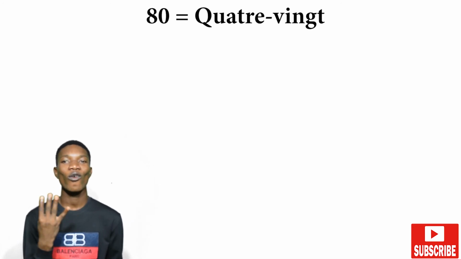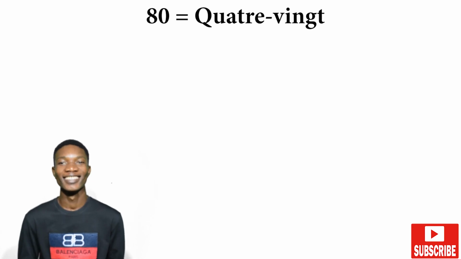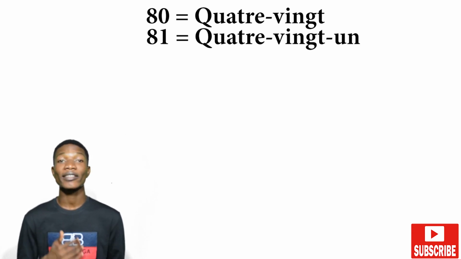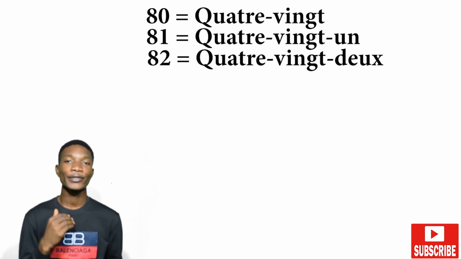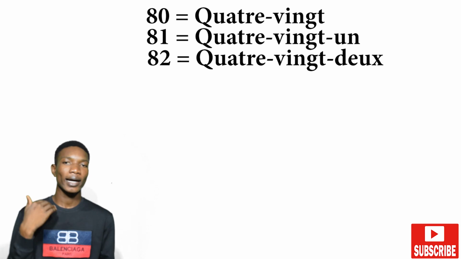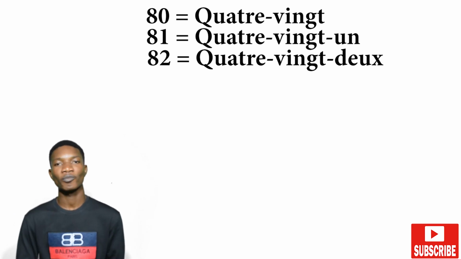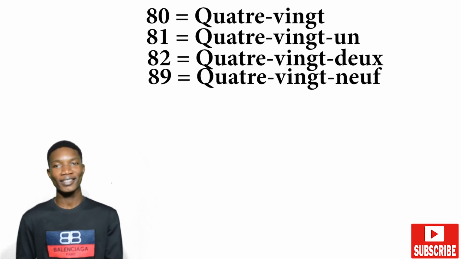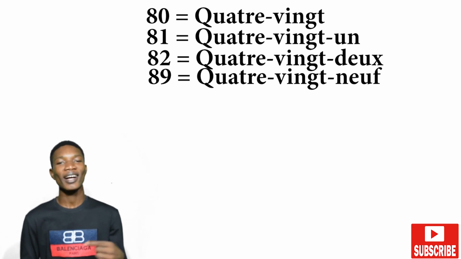That's quatre-vingts, four twenties. It's funny, right? 80. You go to 81, 82, and so on until you reach 89. From 89 again it changes. It becomes 90.